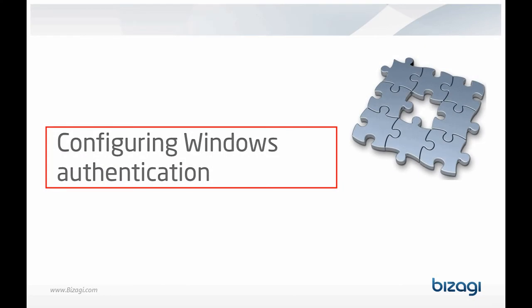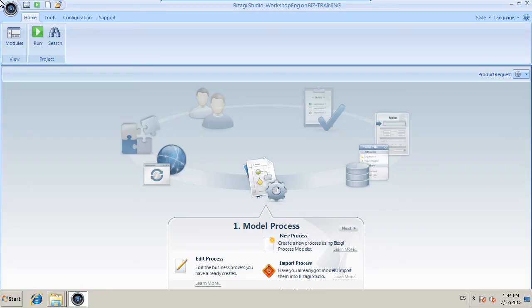Configuring Windows Authentication. In this video you will learn how to authenticate users in the Bisagi Work Portal using the Windows user credentials. The Windows Authentication module in Bisagi has no configuration options, which makes it very easy to use. You merely have to set Windows Authentication as the authentication type.